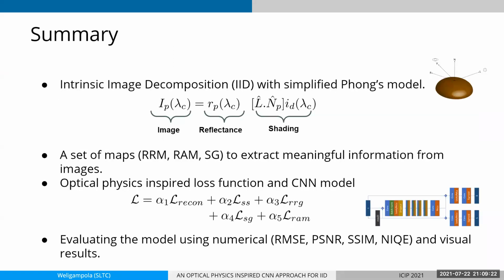So to summarize our work, we proposed an IID technique based on Phong's model. We created a set of metrics to extract meaningful information from these images. We proposed a CNN model and an optical physics-inspired loss function to train said model. Finally, through visual and numerical metrics, we showed that the proposed model consistently outperforms other unsupervised models.